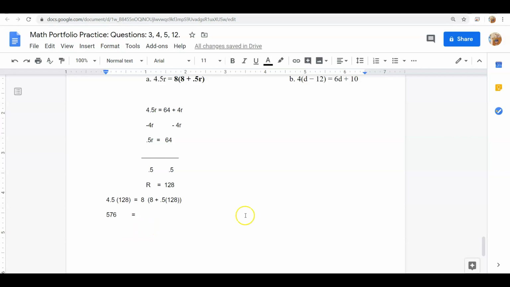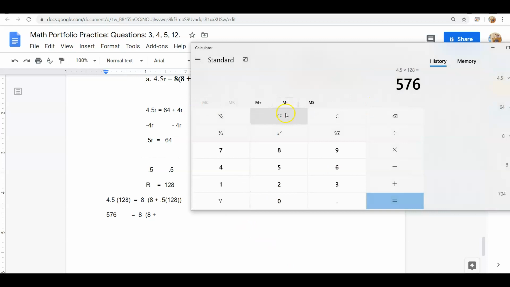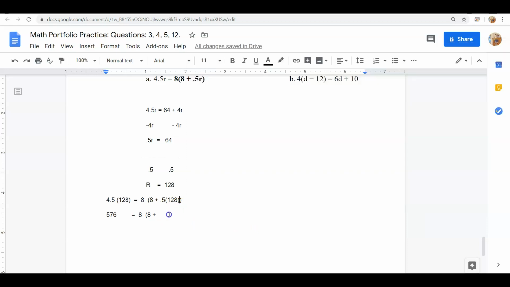The right side takes a little bit more time. So I want you to solve what's inside the parentheses first. So my 8's going to drop down. And then in parentheses, we have 8 plus 0.5 times 128. So 8 plus, and then we need to figure out what 0.5 times 128 is. So 0.5 times 128 is equal to 64.